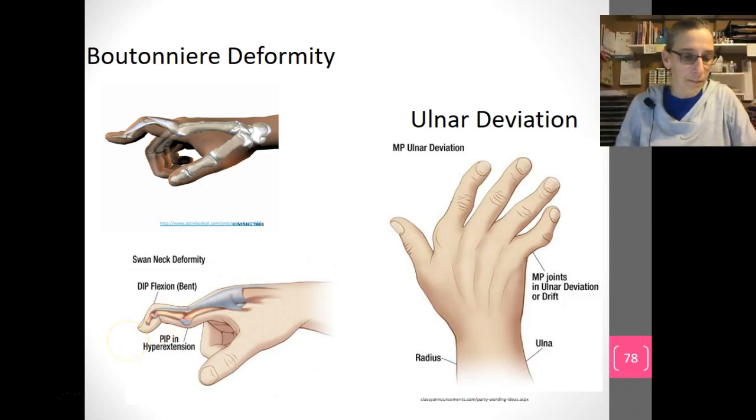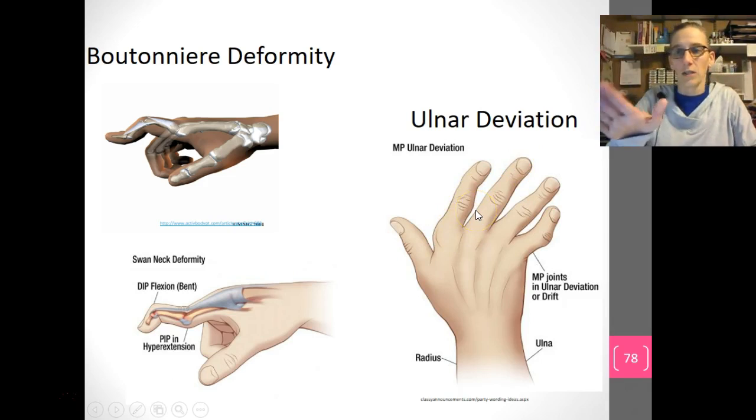All right, boutonniere deformity. It's this one up here, so it's kind of going to be the opposite. It's a persistent flexion of the proximal interphalangeal joint with a hyperextension of the distal interphalangeal joint. Right? And then we have your ulnar deviation, which is when the fingers actually deviate laterally toward the ulna. So the fingers actually just start deviating towards the ulna that way.